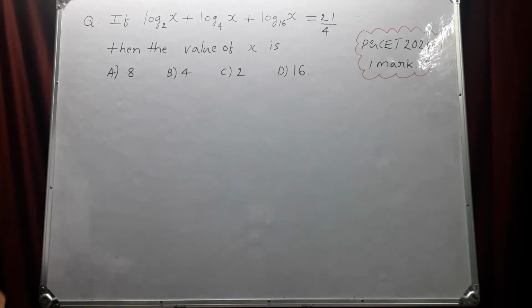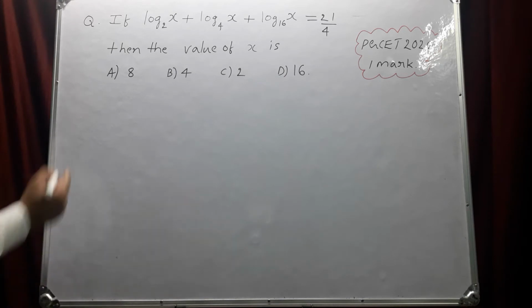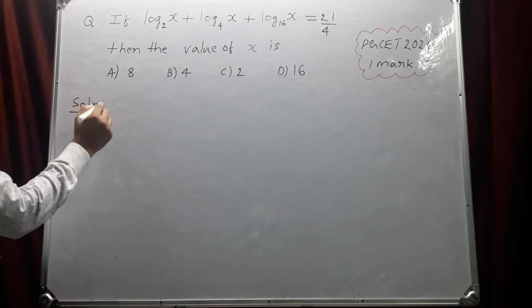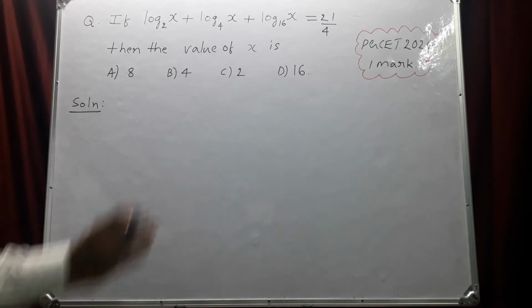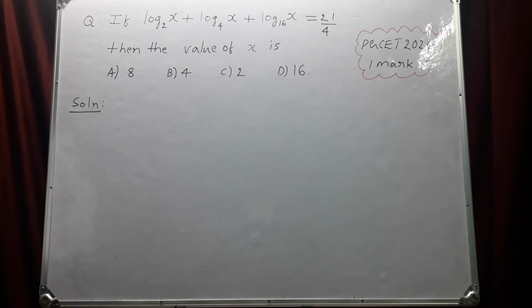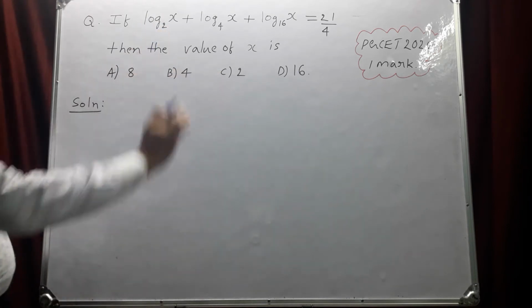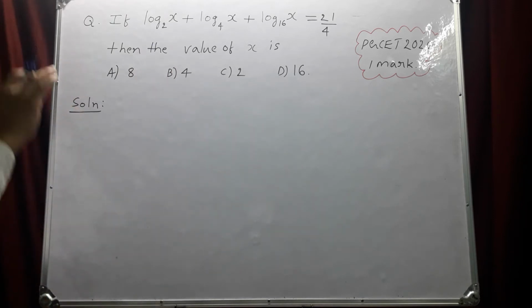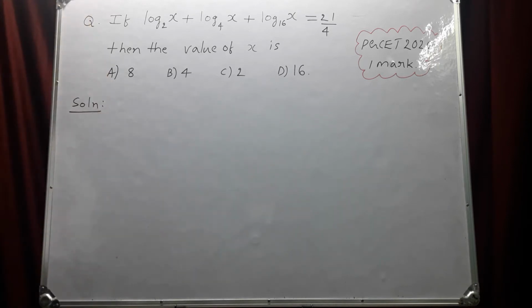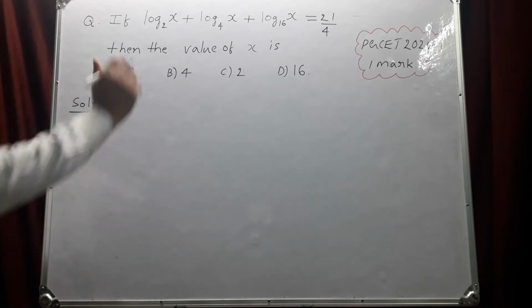Now let us solve the given problem. So we can solve this problem by using two methods. One, by using the given properties. Another method is by just substituting the given values, and we can eliminate the incorrect options. So first let us see how to solve the given problem by using properties of logarithm.